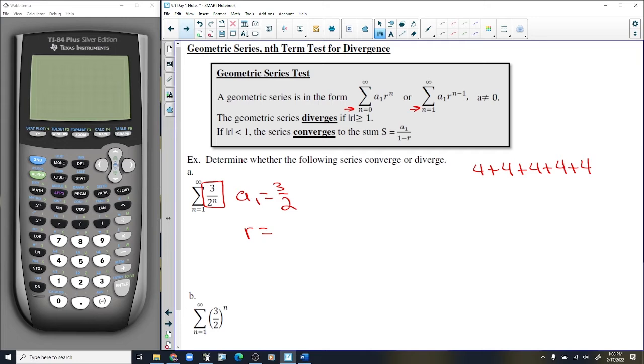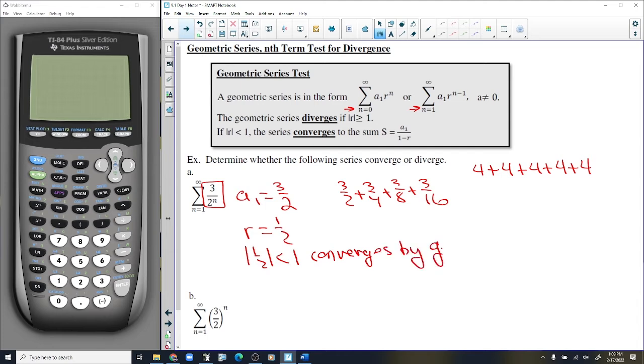1/2. Can you see how someone would easily answer 3 halves? Do you see how that would be an easy mistake? We're not multiplying by 3 halves. The terms go 3 halves, then 3/4, then 3/8, then 3/16. So the r is a half. Absolute value of 1/2 is less than 1, so this converges by geometric series.